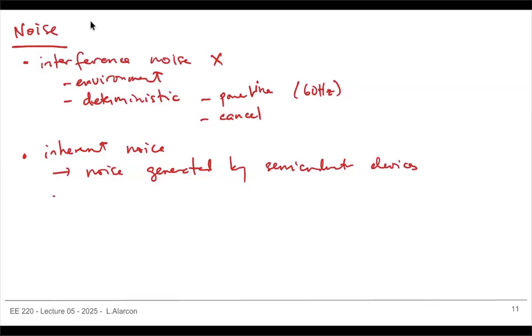We will talk about this in detail, but one characteristic of this inherent device noise is that it is random. And again, what do we mean by random? Basically, you cannot predict.